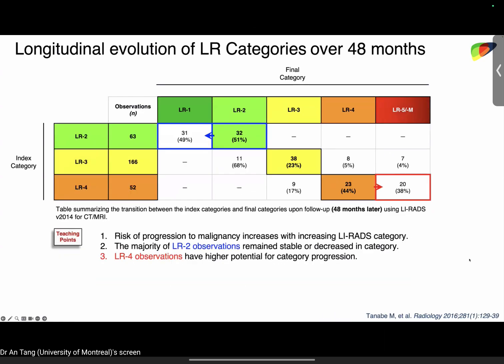This idea of using LI-RADS categories for prognosis, for predicting the outcome over time, is also confirmed by this other study, which followed patients over 48 months. The same conclusions can be drawn from this schematic.